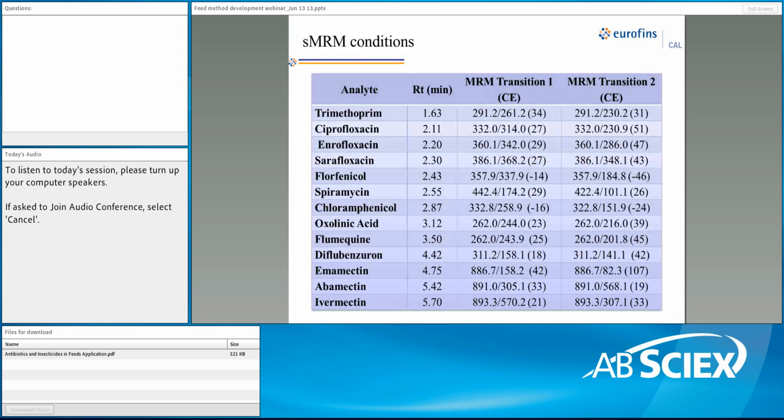Just for your information, these are the MRM conditions, looking at the transitions for our quantitative ion and our qualitative ion, the qualifier, along with the retention times. And you can see in here we have two ions that are collected in negative mode, which are the 4-phenol and the chloramphenicol.